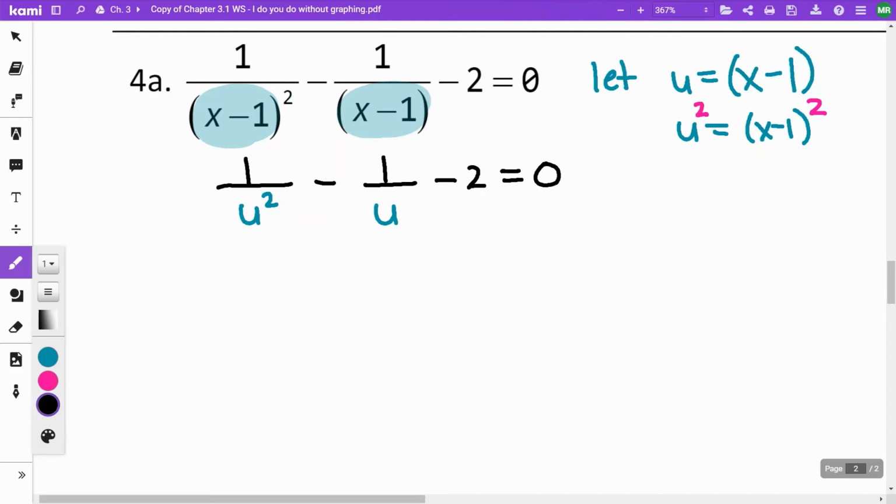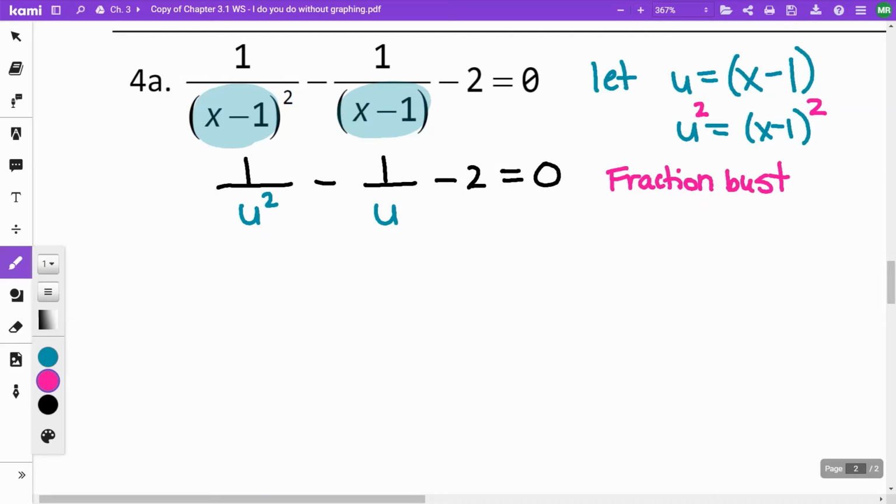So at this point, what do I want to do? Fraction bust. Let's fraction bust first. What am I going to multiply everything by?